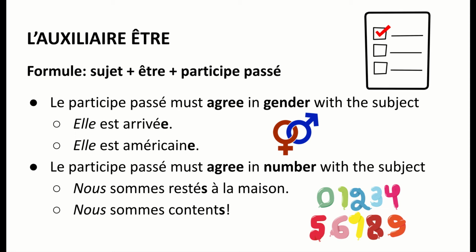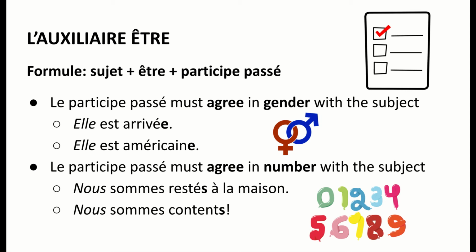Okay, this is the same as when we used adjectives, right? When we're describing someone, elle est américaine. She is American. All right, so if we're describing someone using être, we have to have agreement.